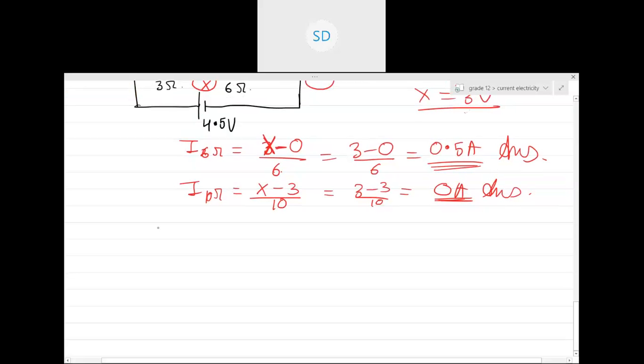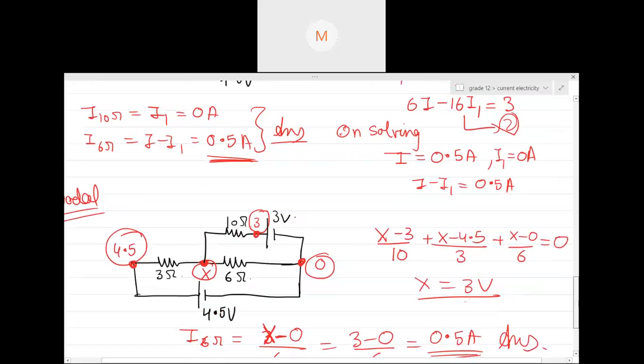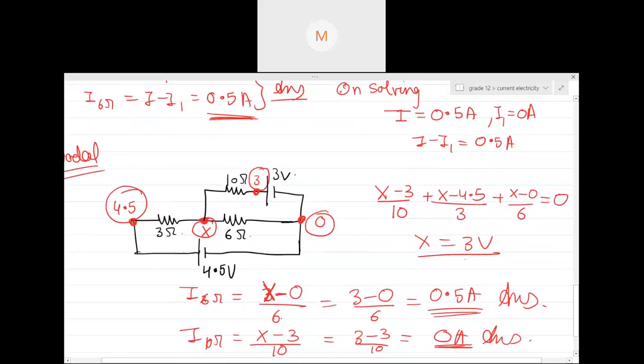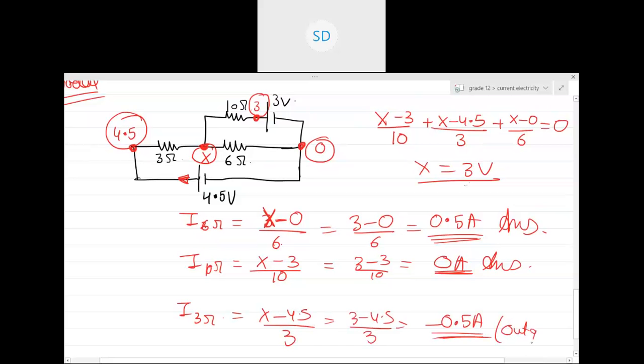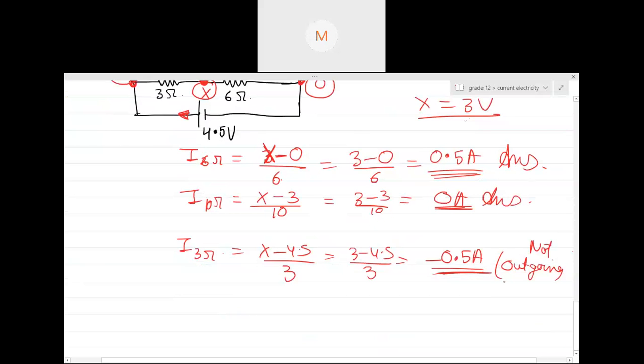So what's the current through the 3 ohm resistor? What will be the current with I? I was the current, right? 4.5 minus 3, or x minus 1. When you do it, x minus 4.5 divided by 2 is minus 0.5. Minus 0.5 means what? It's not outgoing, it is incoming. Correct.